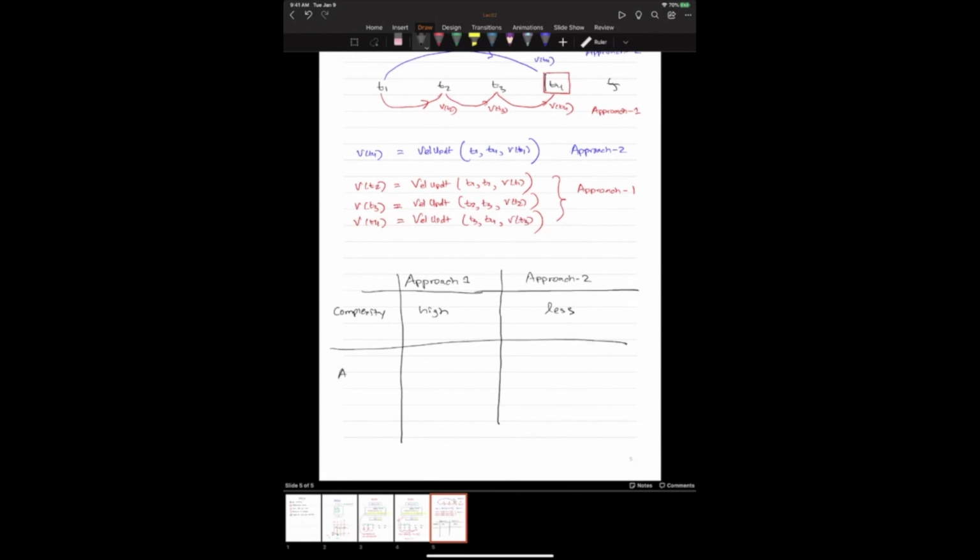Now accuracy, because this is an estimate of the true velocity. We already have an analytic formula for the true velocity. What can you say about accuracy? Which one will give you the better accuracy, approach one or approach two? Approach one. So high accuracy is better than low accuracy. So why?